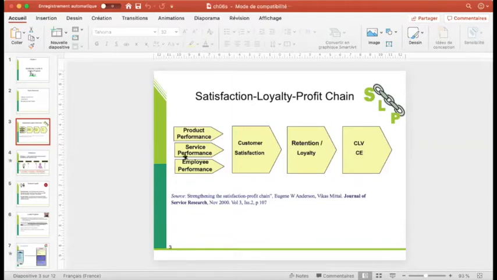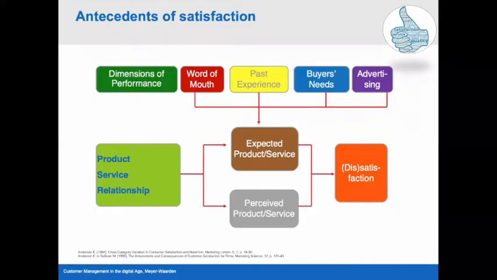Antecedents of satisfaction are actually the performance. So we evaluate our experience in terms of product experience, service experience, and employee performance, how the employees perform the services. For example, if we take an airline, we clearly evaluate performance, how the flying attendants produce the service, and it influences directly our satisfaction. What are the antecedents of satisfaction? The antecedents are mainly based on communication, so word-of-mouth communication, that is communication done by other customers, but also on companies' advertising, and past experiences, but also the buyer's needs.